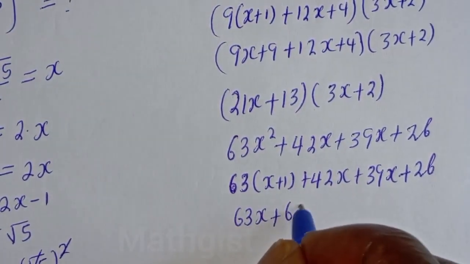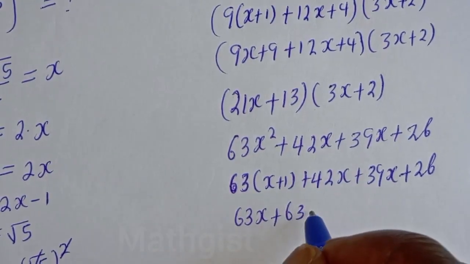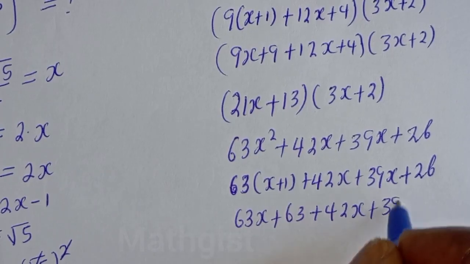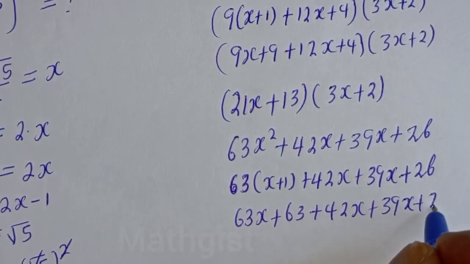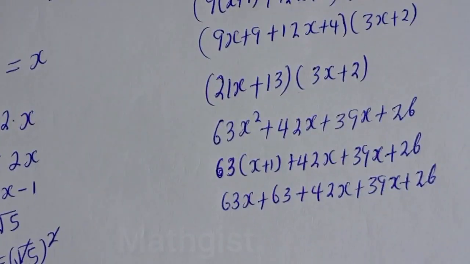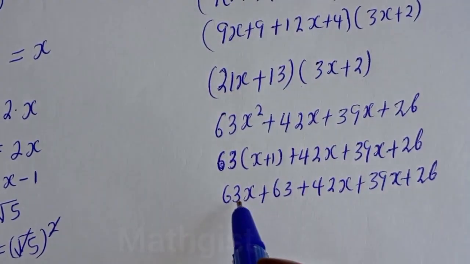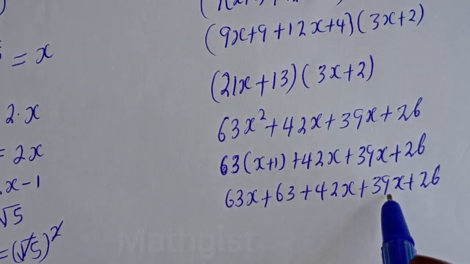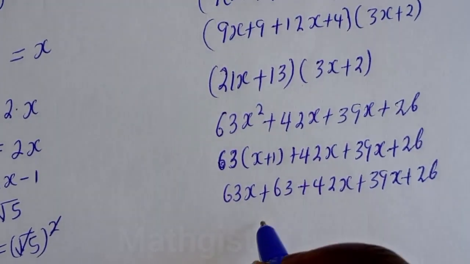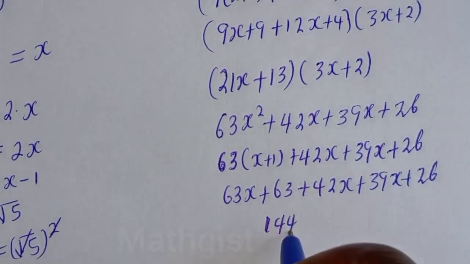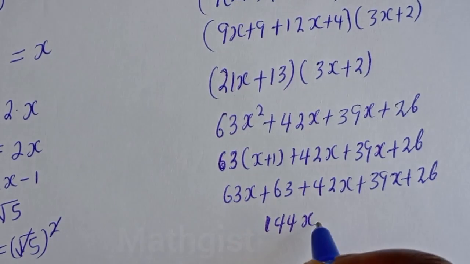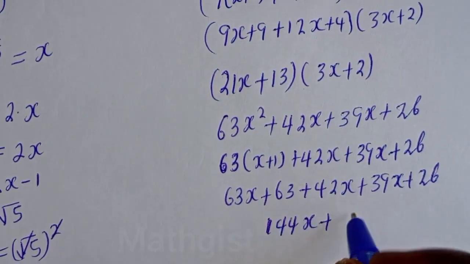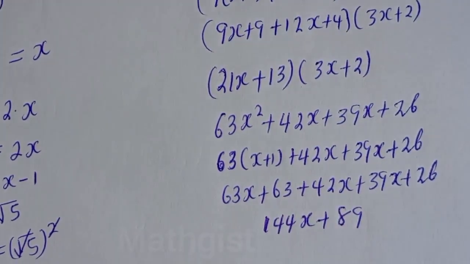63x + 63 + 42x + 39x + 26. Let's see, 63x + 42x + 39x. So this is 144x, plus 63 plus 26, that is 89.